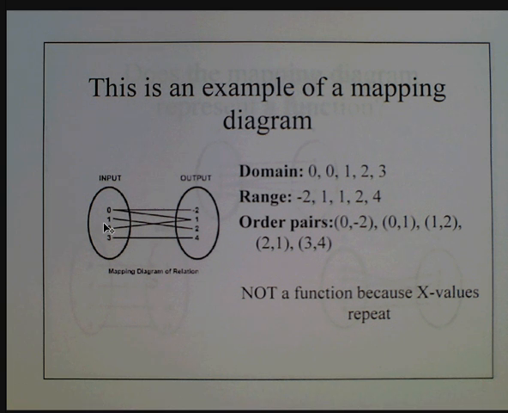So the rest of the relation's ordered pairs are (1, 2), (2, 1), and (3, 4). So you can see that domain has that repeated x value. 0 is used twice, and it gives out two different y values, making this not a function. So when you're looking at mapping diagrams, to determine if it's a function, you do not want two lines coming out of the same input or x value.